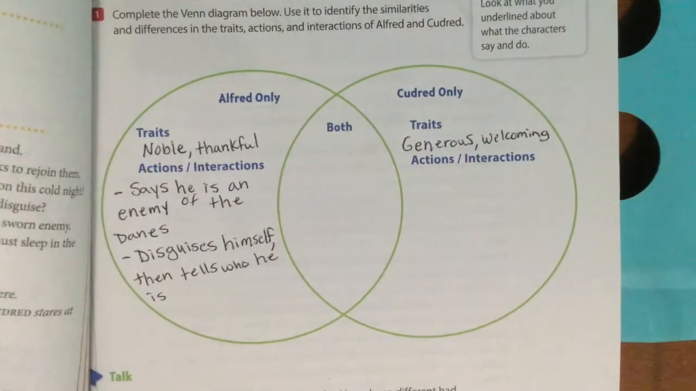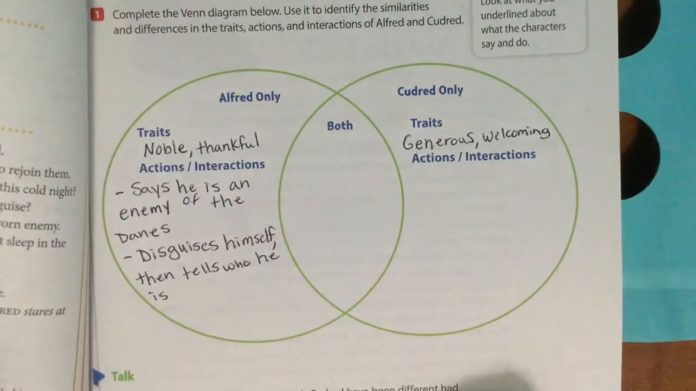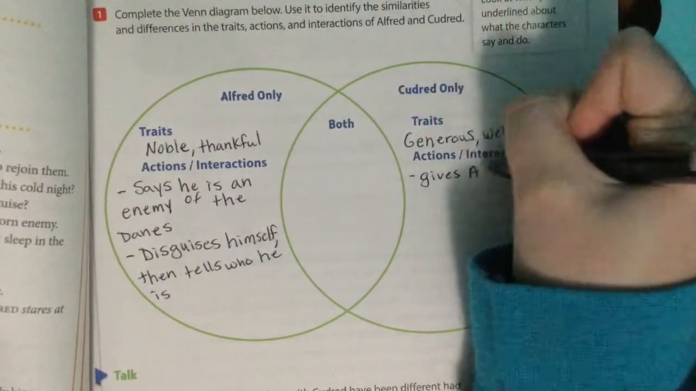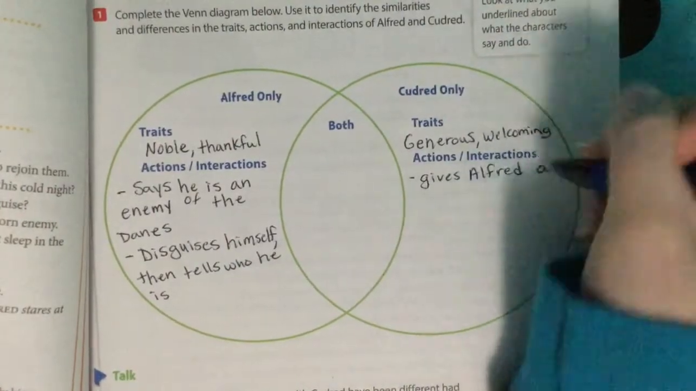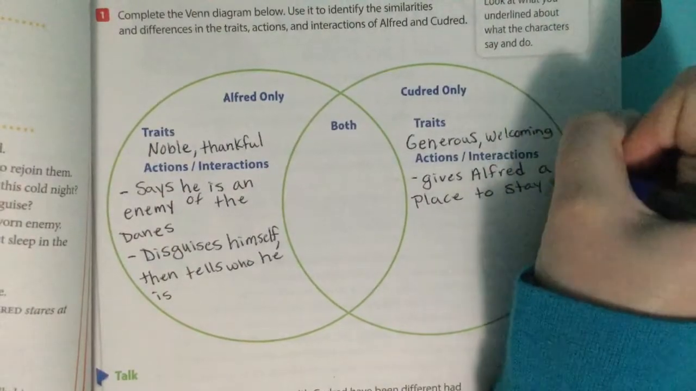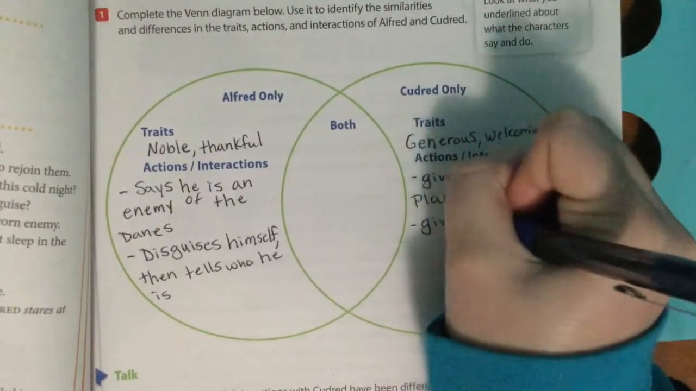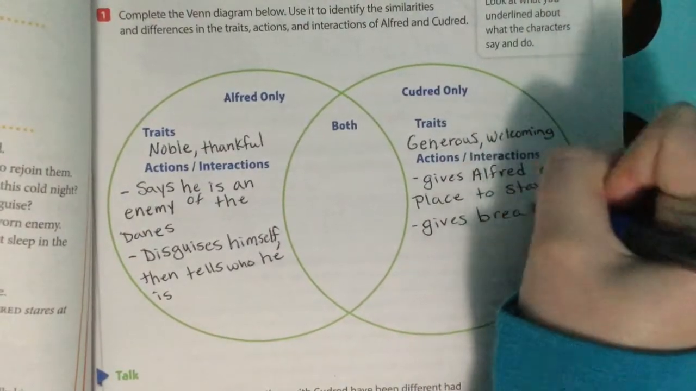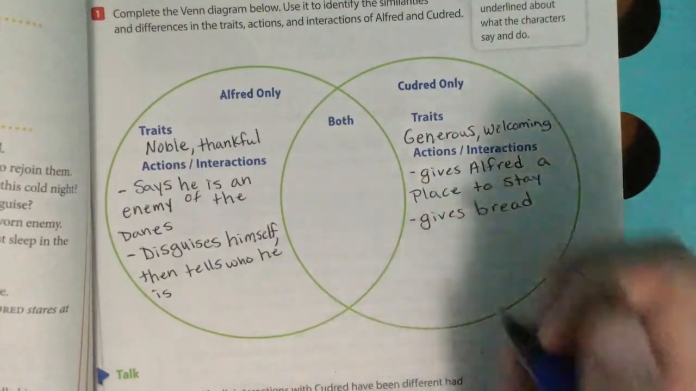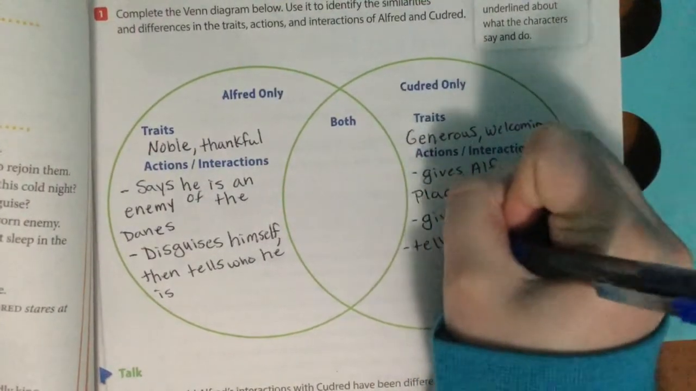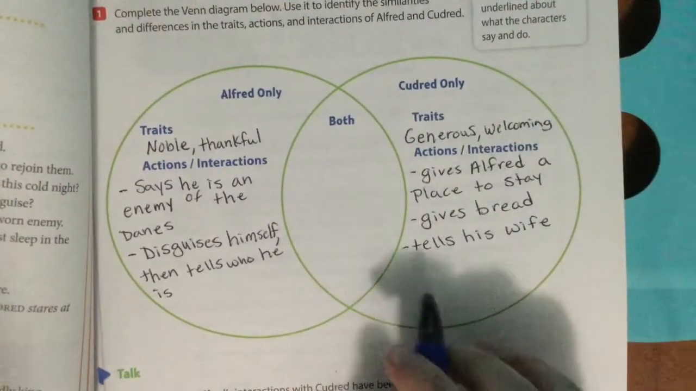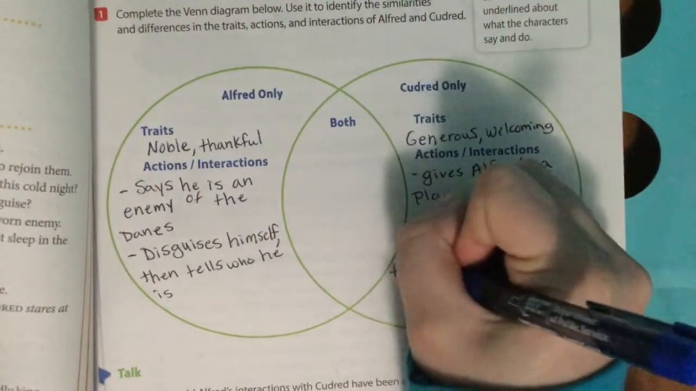Now, what are his actions? Okay, well, he gives Alfred a place to stay. Gives bread. Okay, so he gets him some bread. Even though they might be a poor family, he is able to spare it. He gives some bread. And he tells his wife, just for easier spelling for you all, tells his wife they must care for others.